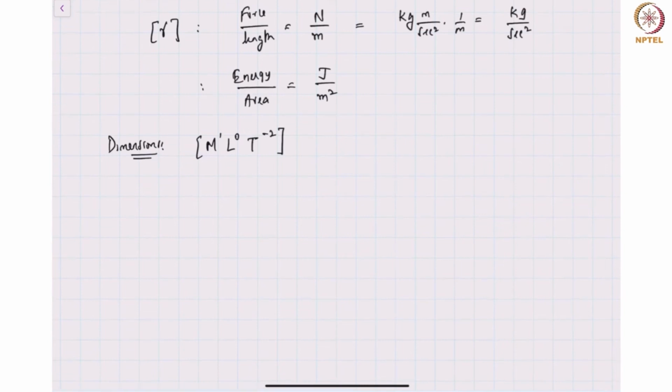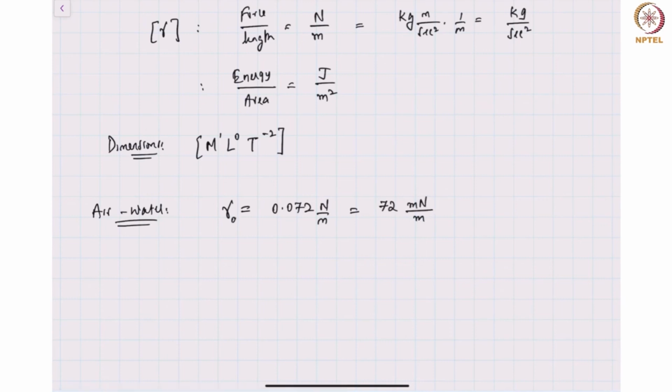Now we will look at the surface tension of some common liquids. For example, for air-water, the surface tension is around 0.072 Newton per meter, and therefore this can also be written as 72 millinewton per meter. That's the value of surface tension.